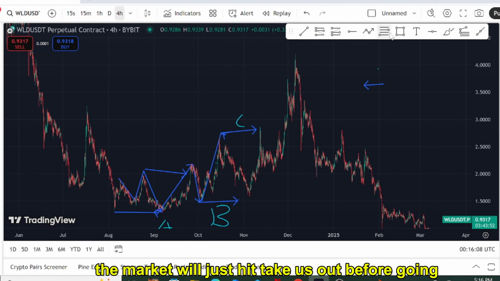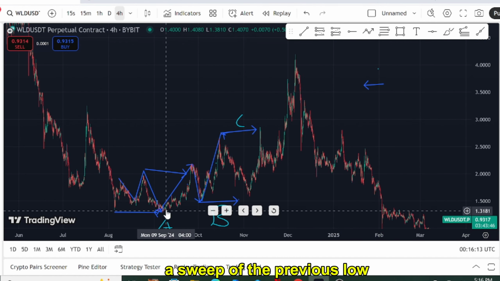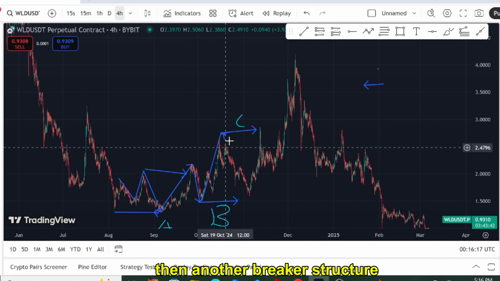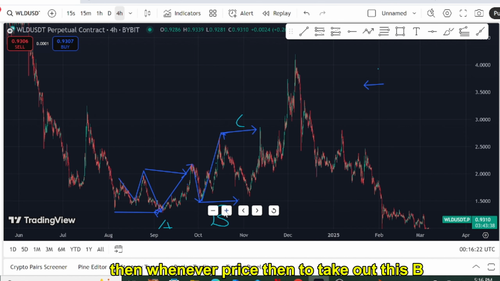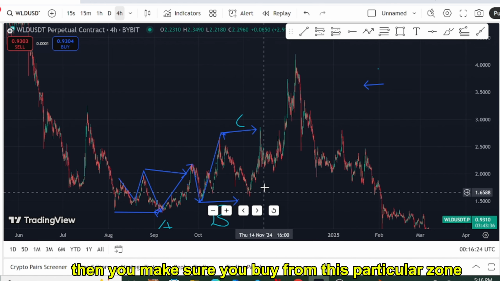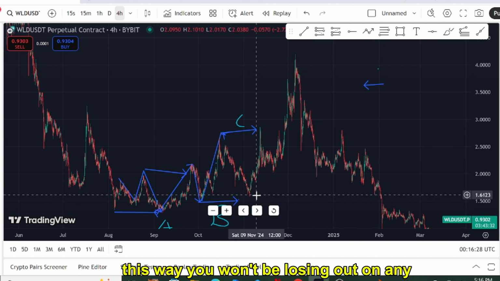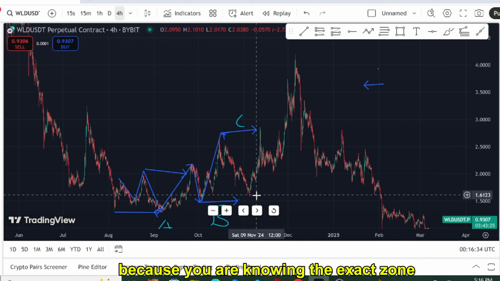So you also want to make sure you see a sweep of the previous low, a break of structure, another low, then another break of structure, and whenever price then takes out this B, you make sure you buy from this particular zone. This way you won't be losing out on any of your funds, and using the Fibonacci tool won't be really necessary because you know the exact specific zone to buy from.